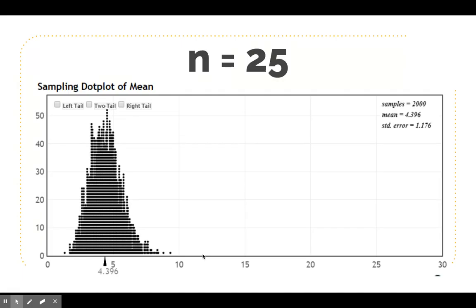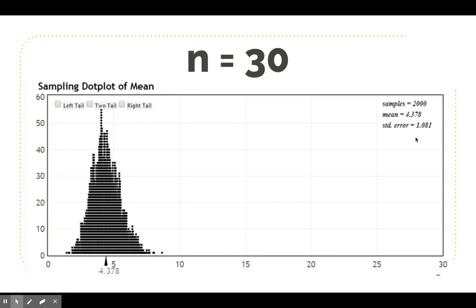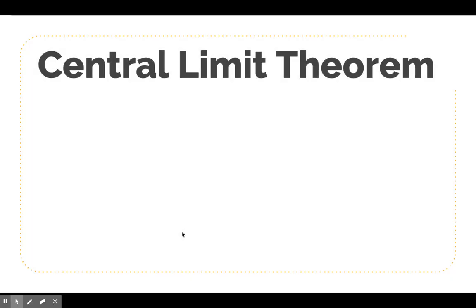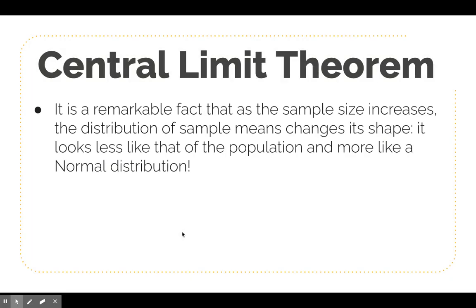And then once we get to 25, similar picture here. There's still a slight tail, a slight right skew. The mean is closer to what it truly was. The standard error is smaller still. And then once we get to 30, the standard error is smaller. The mean is really close to the true value. And we now have something that is approximately normal. So for this, that's what the central limit theorem states.